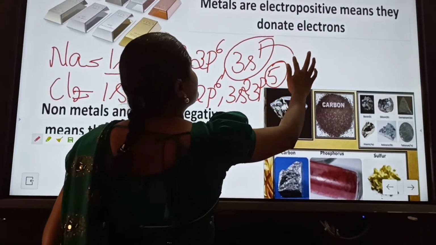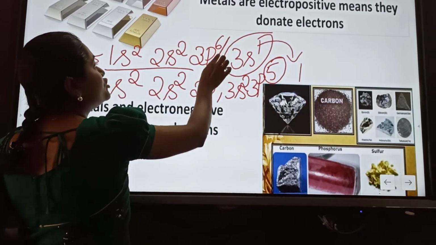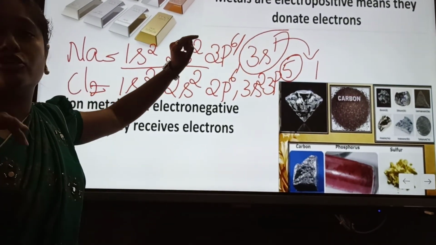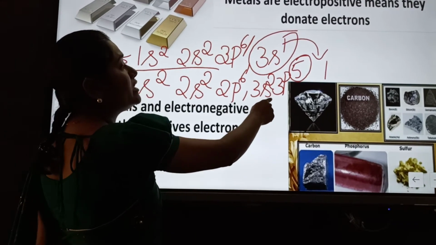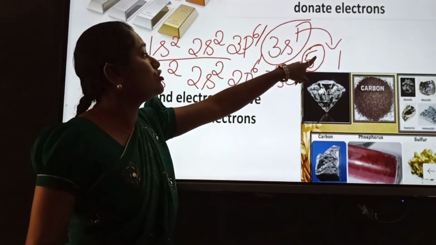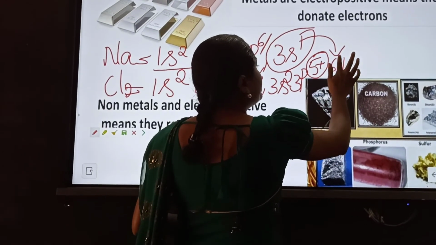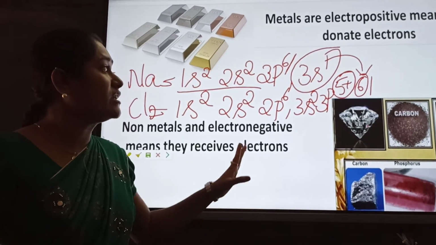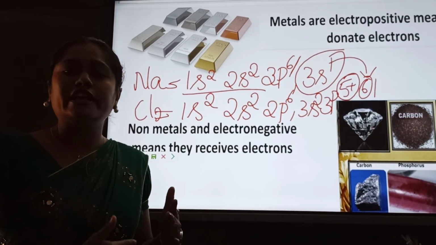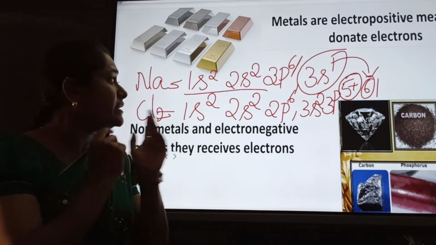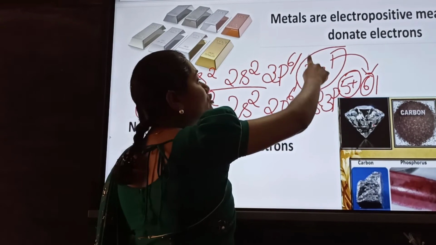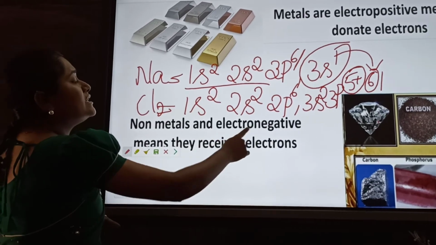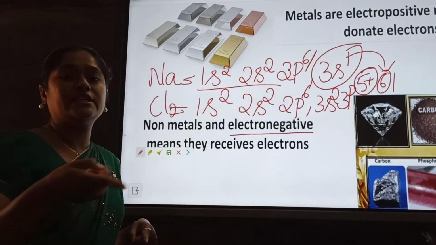Whenever sodium donates 1 electron, its outermost shell becomes completely filled. Similarly, if chlorine receives 1 electron, it becomes 6, that is 3s2 and 3p6. Thus the donating and receiving of electrons takes place. So sodium, since it donates an electron, is called electropositivity, and chlorine, since it receives an electron, is called electronegativity.